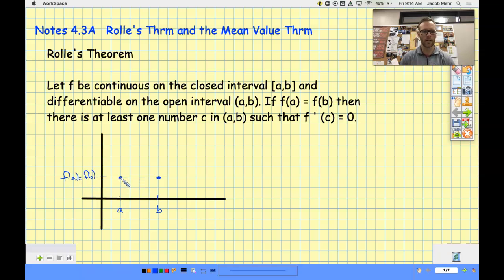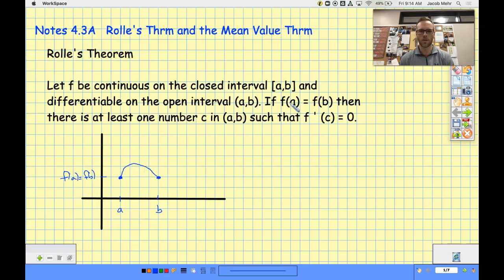Now I can draw my function. It doesn't specify what has to be true about this function other than the fact it has to be continuous and differentiable. It could look like this. It could look like that. It could look like this. There are infinitely many ways that this could look, but let's just pick one of them. Let's draw a function maybe that looks like that.